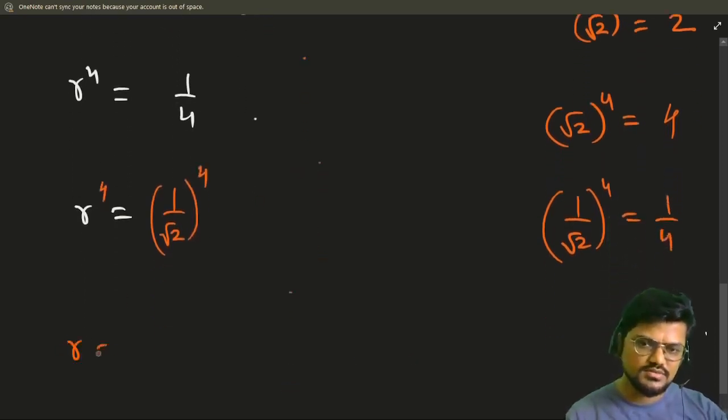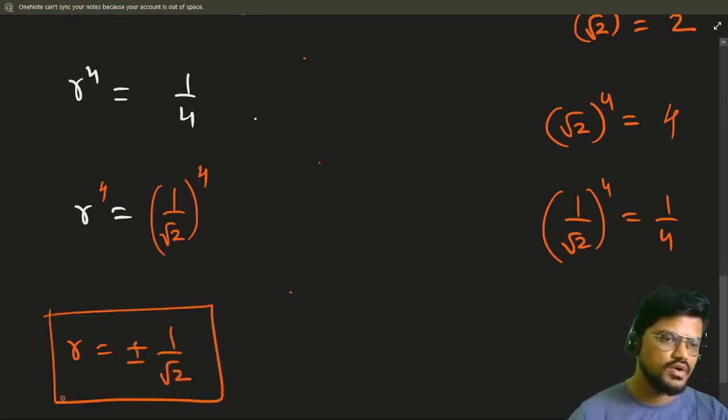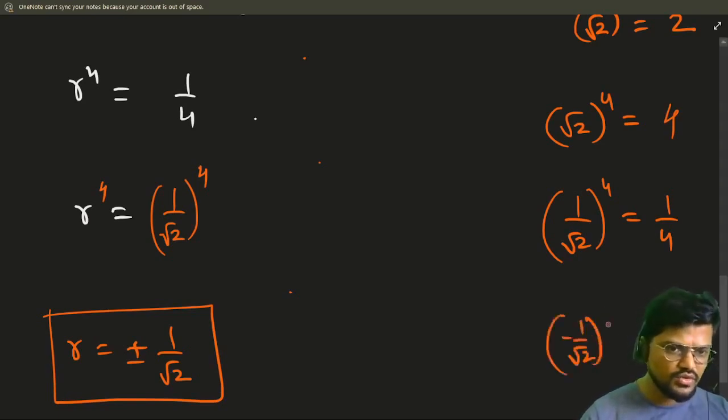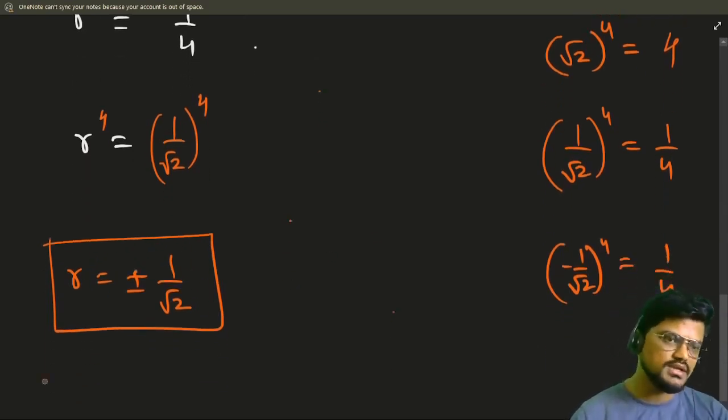So r equals, but over here this can be plus and minus, because even if you take plus 1 upon root 2, then the answer is 1 upon 4. Even if you take minus 1 upon root 2 to the power 4, you'll again get 1 upon 4. So the answer can be both plus or minus 1 upon root 2. That means your ratio is plus minus 1 upon root 2. Got it?